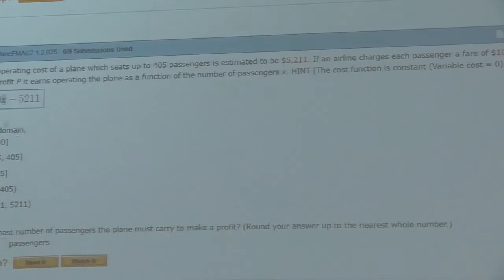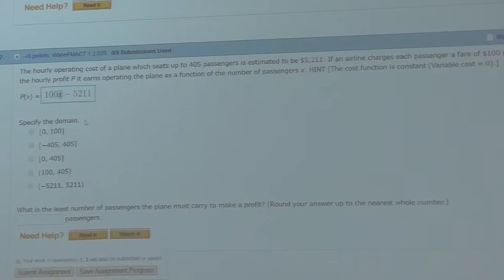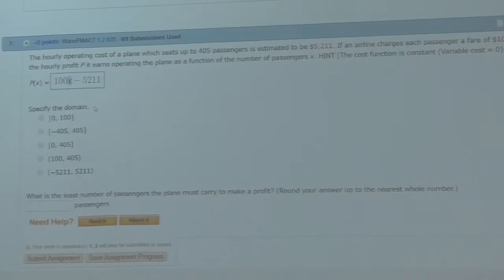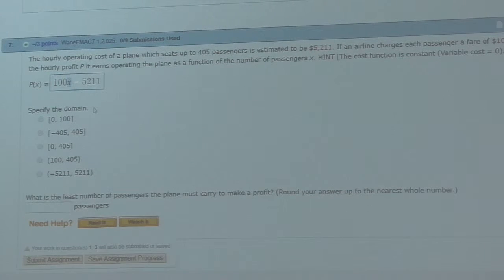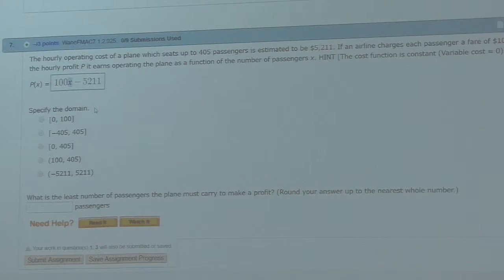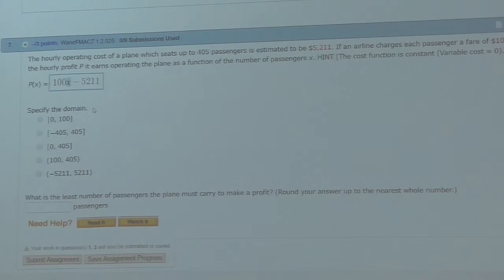All right, and then the other thing is specify the domain. What does domain mean? The possible values of x. So, x stands for what? Number of passengers, right? So, what's the domain? This one. X can be 0, you can have 0 passengers, but the most you can have is 405.